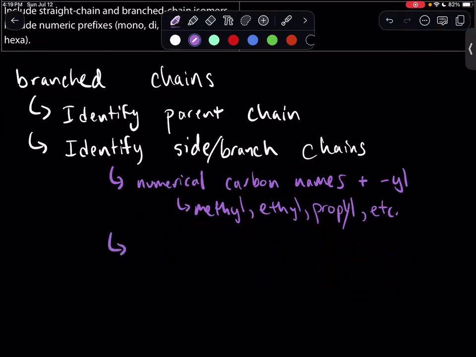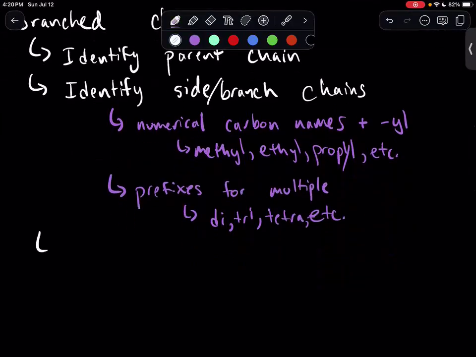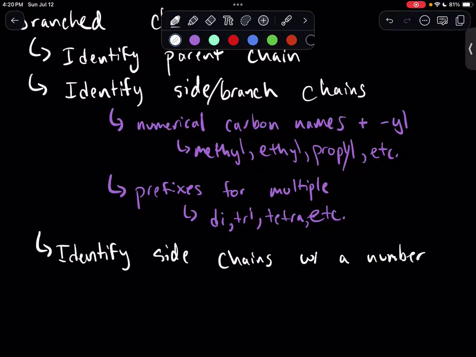Furthermore, if we have multiple, we still use prefixes for multiple. That could be di, tri, tetra, etc. The last part of this is we are going to identify side chains with a number. So we have to say where they're coming off from with a number from the parent chain.